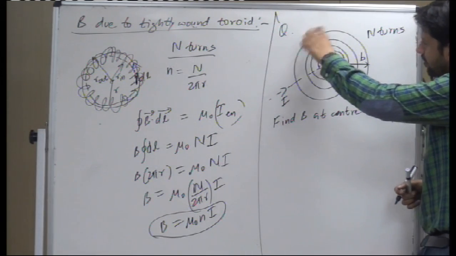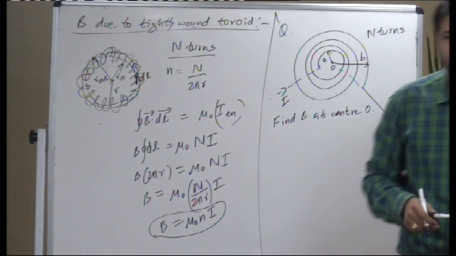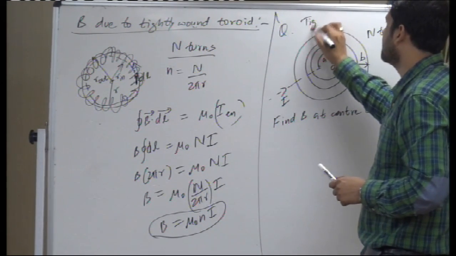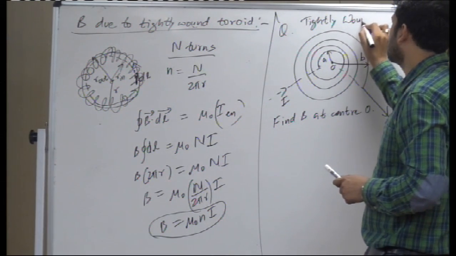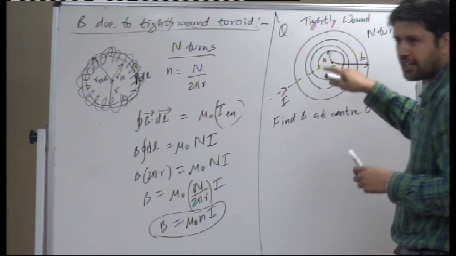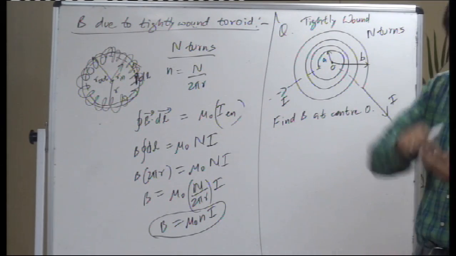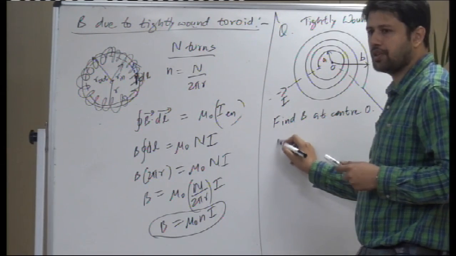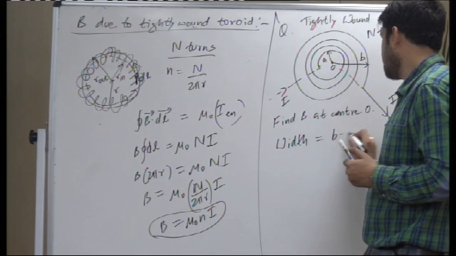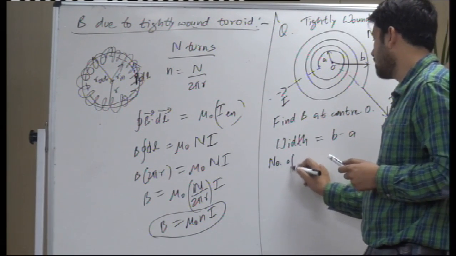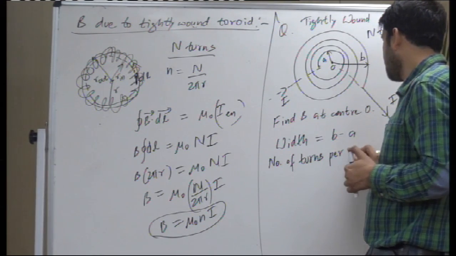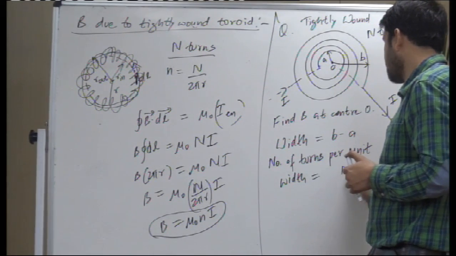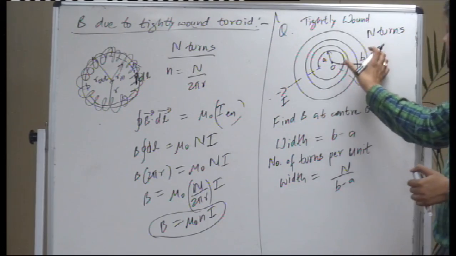The width of this spiral would be how much? B minus A, right? It is tightly wound. I should write tightly wound so that you get the idea that the wires are spiraled like this very tightly. Okay. So width would be B minus A. So number of turns per unit width would be how much? N by B minus A. In this much width, all the turns are covered.